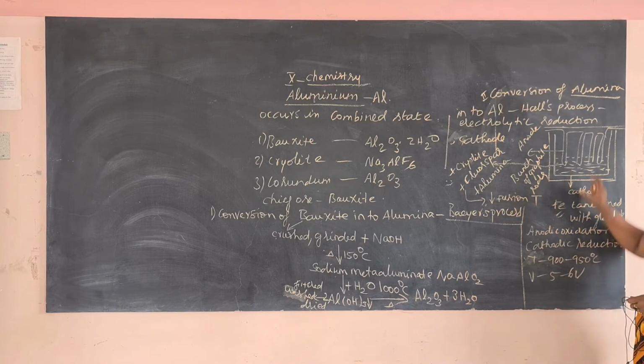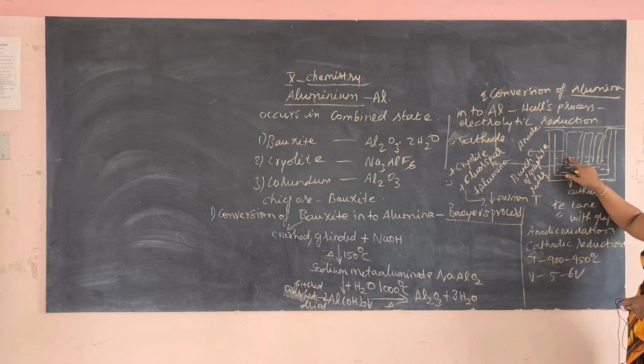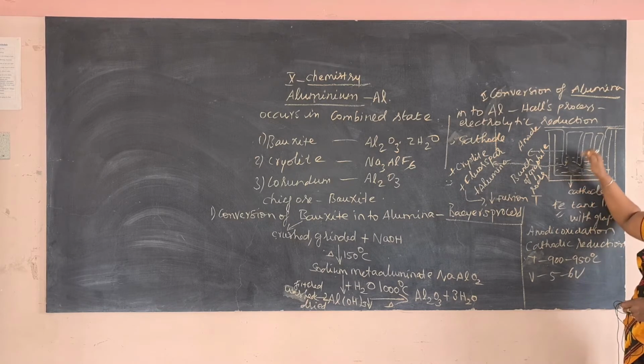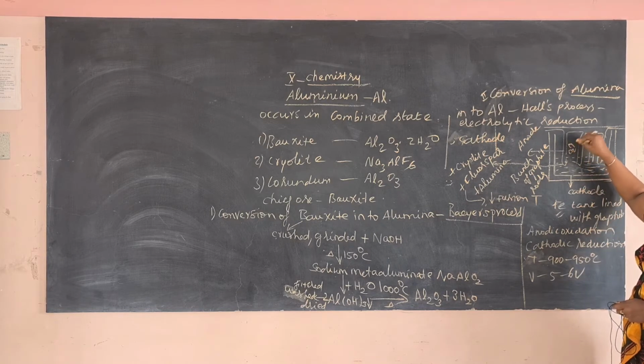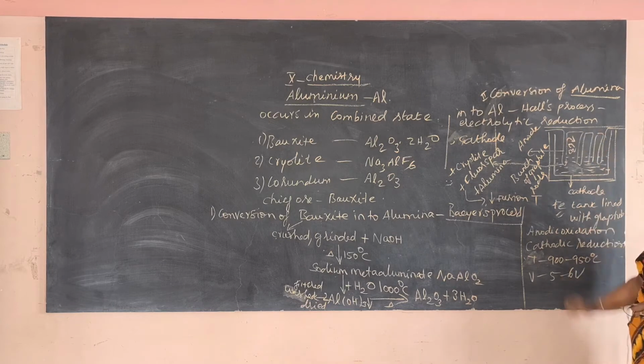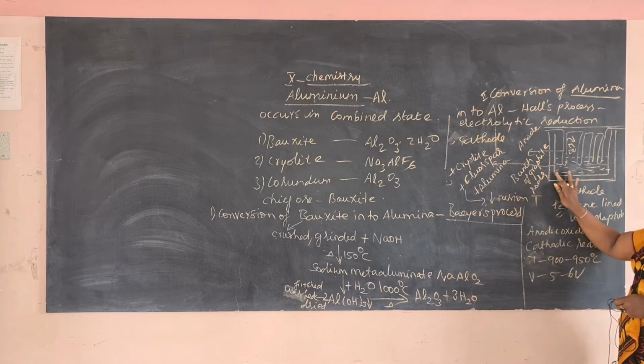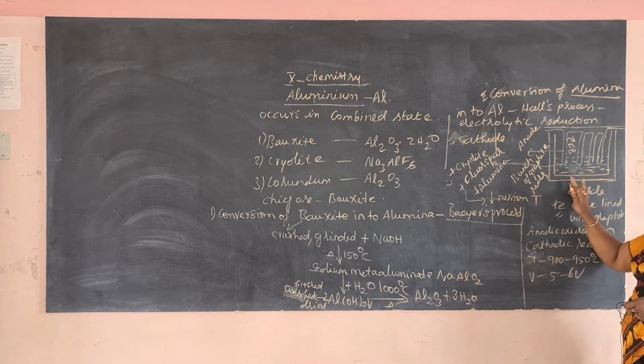what happens? The aluminium gets deposited at the cathode. The aluminium present in the electrolyte gets deposited at the cathode and oxygen gas is liberated at the anode. And it combines with the graphite and gives carbon dioxide. So at the cathode aluminium is deposited, and at the anode oxygen gas is liberated.